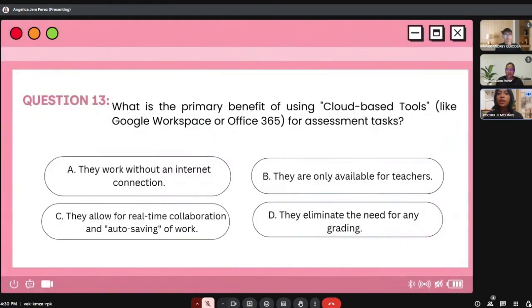What is the primary benefit of using cloud-based tools like Google Workspace or Office 365 for assessment tasks? Letter A. They work without an internet connection. Letter B. They are only available for teachers. Letter C. They allow for real-time collaboration and auto-saving of work. Or letter D. They eliminate the need for any grading.